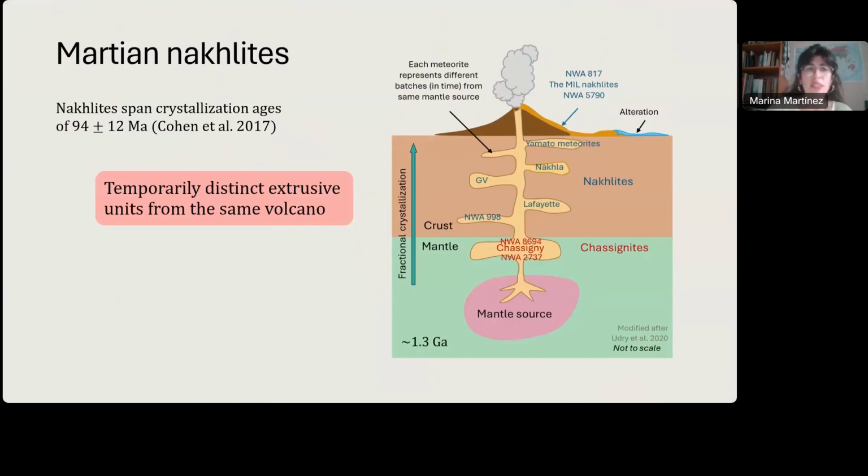Important to point out that crystallization ages of the Nakhlites span 94 plus or minus 12 million years. So they are actually temporally distinct extrusive units from the same volcano. They did not crystallize at the same time in a single stratigraphic sequence, as many studies point out, and this has some implications.